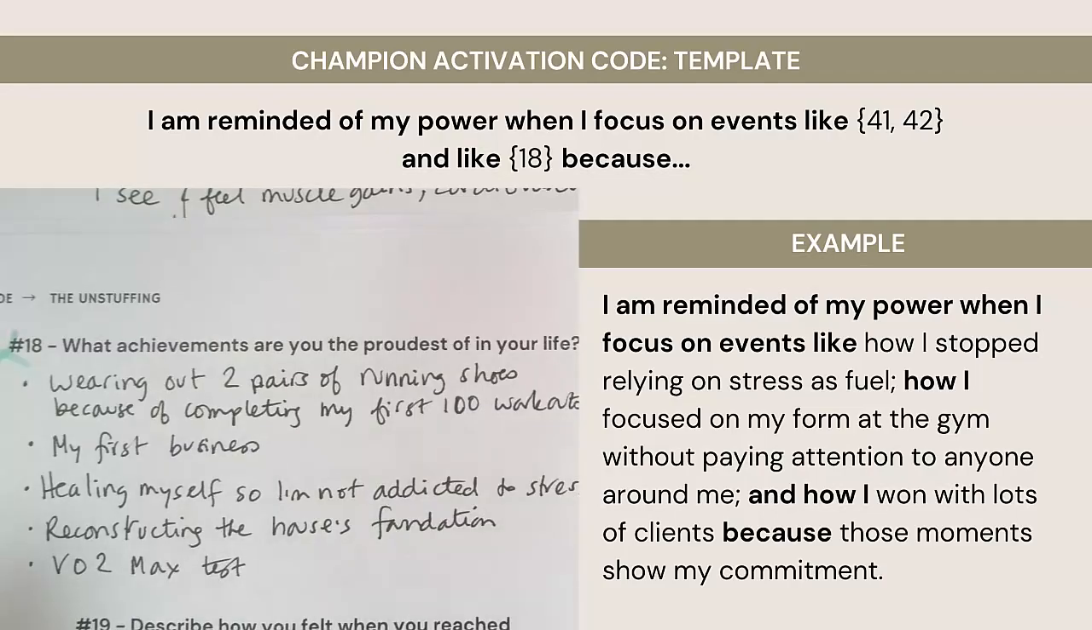Basically, you're just gonna take a moment to pause the video and look back over your responses for 41, 42, and 18, pull out your favorite achievements, and then at the end of that, finish it off with some kind of reason about what those moments show you in terms of your power.